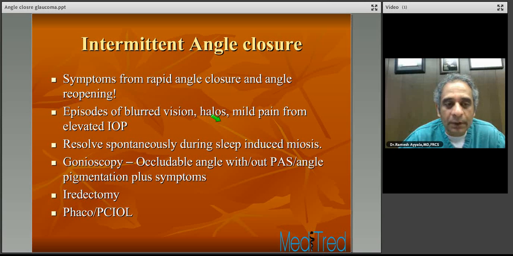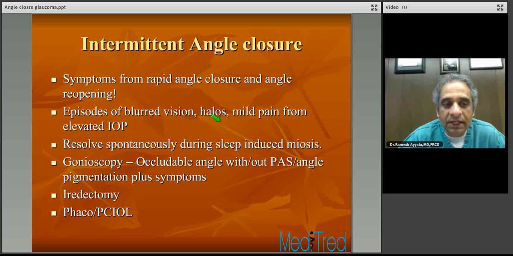Once the pressure goes up rapidly by 30 or 40 millimeters of mercury, the patient will develop mild corneal edema, and that can lead to blurred vision. When they look at a light, they can see rainbow colors or halos, with mild pain from the elevated intraocular pressure. Because of the headaches and the blurred vision, the patient may decide to go to bed at that point, and during sleep-induced miosis, the attack resolves spontaneously.